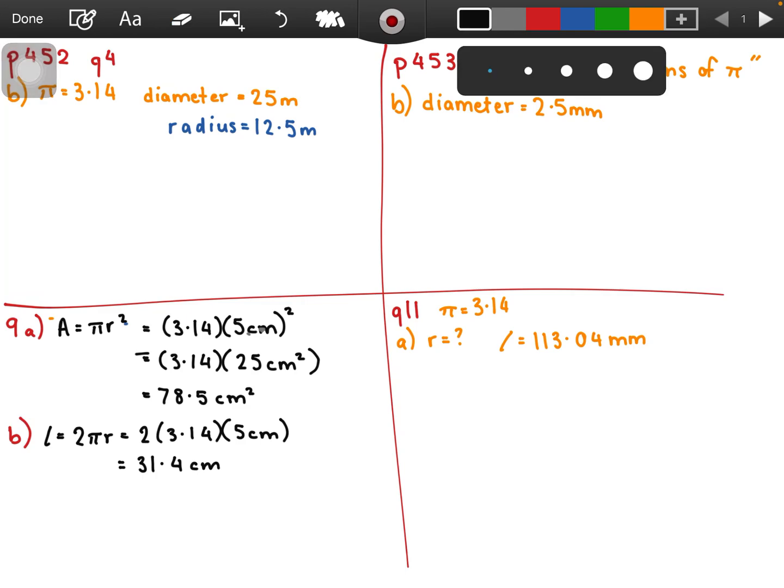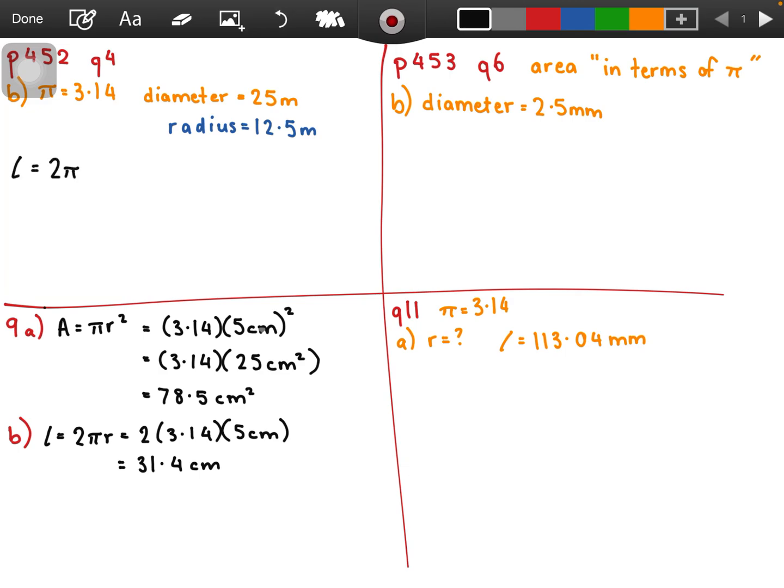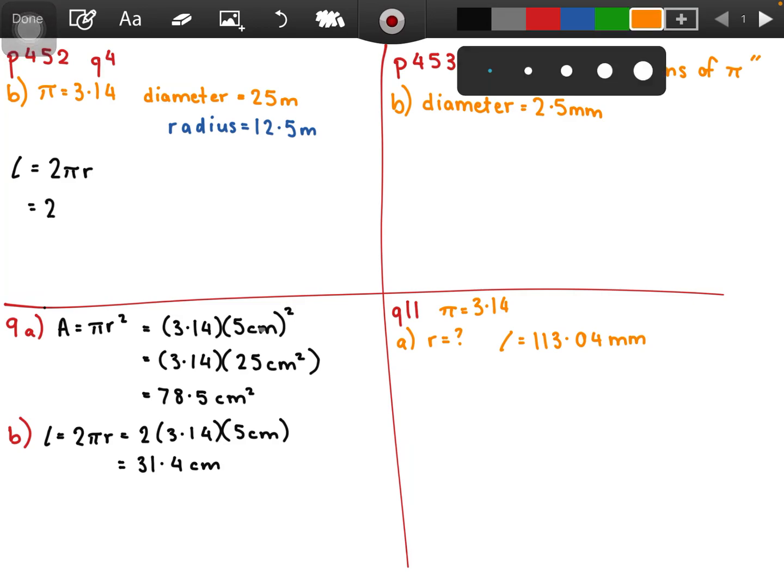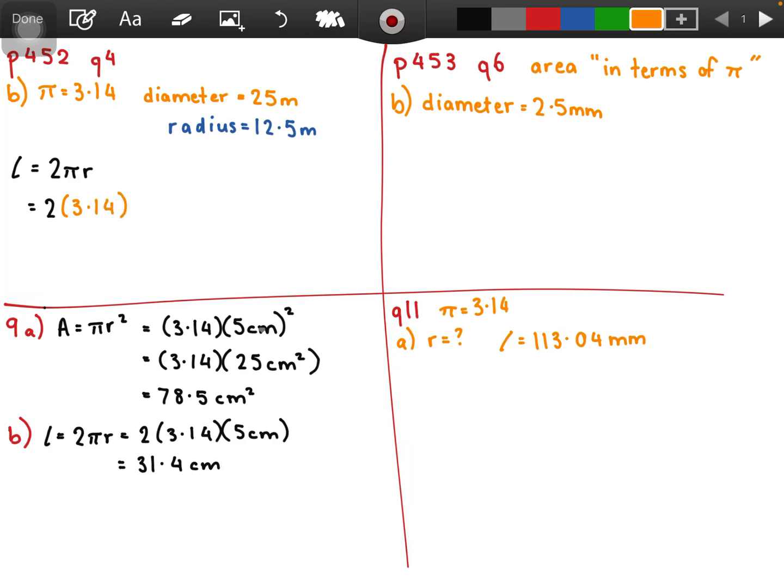We go back to the question, we make sure we have completed it. It also asks for the circumference, so I still need to find the circumference. If you're not sure how to find the circumference, we are doing the formula 2 pi r. So 2 pi r is my formula for the circumference.